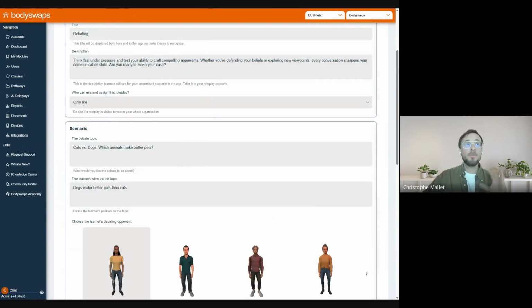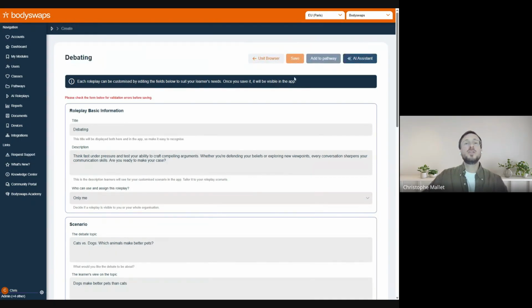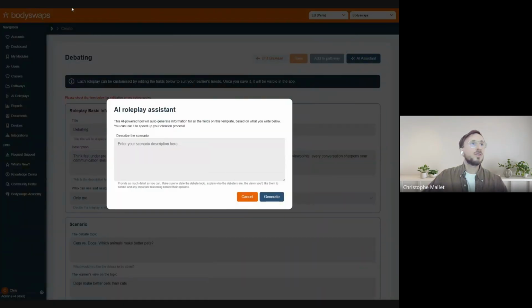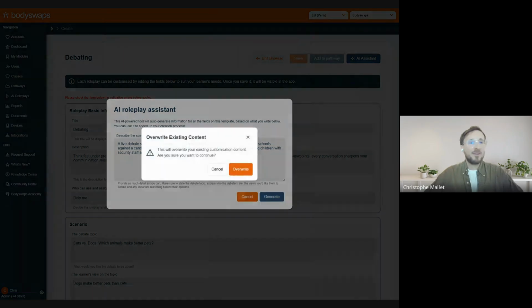What you can do, you can go manually and fill in all of those boxes, or you can use the AI assistant. So that's what we are going to do today. So I'm going to enter something very simple in the AI assistant. There we go. Live debate simulation. You will defend your vision of responsible AI integration. The candidate you're going to be against is going to advocate for replacing teachers with AI systems and just have security staff and fun officers in the classroom, because that should be cool, right? I'm sure you're happy to be in the camp that I've put you in.